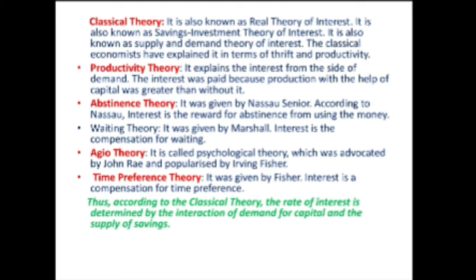Then we have another theory, which is the waiting theory. It was given by Marshall. According to him, interest is the compensation for waiting. Then we have the agio theory. It is also called psychological theory, which was advocated by John Ray and popularized by Irving Fisher. Then we have time preference theory. It was given by Fisher. Interest is a compensation for time preference.